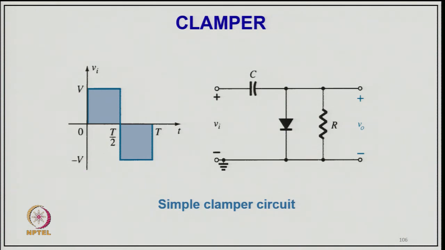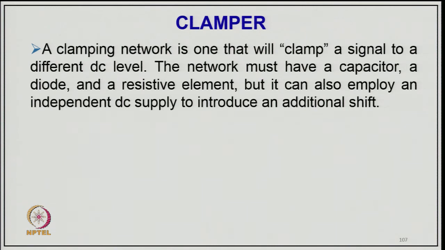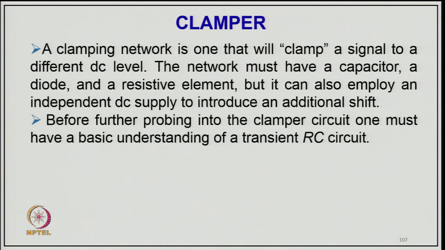So, now another circuit we call a clamper, which clamps the waveform. Here you can see we have an AC wave or square wave at the input, and we have a capacitor and a diode along with the resistor. The clamping network will clamp a signal to a different DC level, and the network must have a capacitor, a diode and a resistive element, but it can also employ an independent DC source to introduce an additional shift.